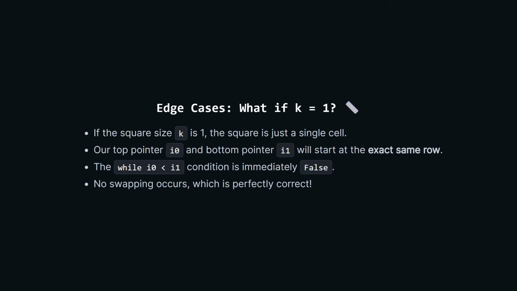Are there any edge cases we need to worry about? What if k is just 1? Well, if the square is 1 by 1, our top pointer and bottom pointer start at the exact same row. Our loop condition prevents any swapping from happening. This is perfectly correct, since flipping a single cell just leaves it as it was. Our code handles this gracefully.